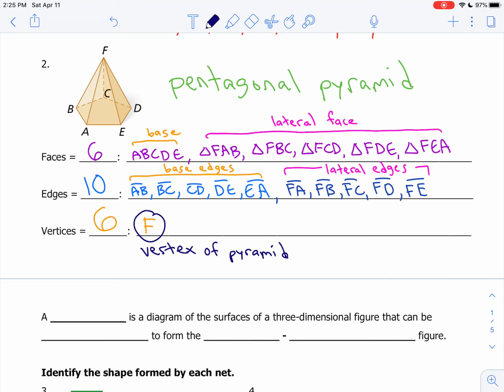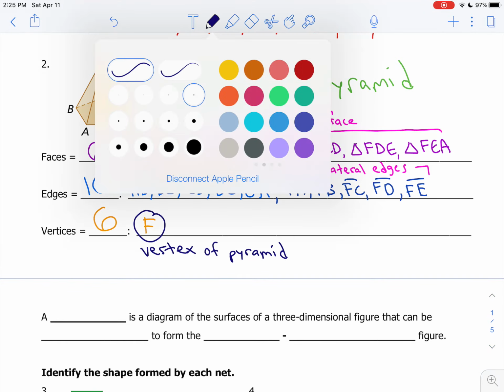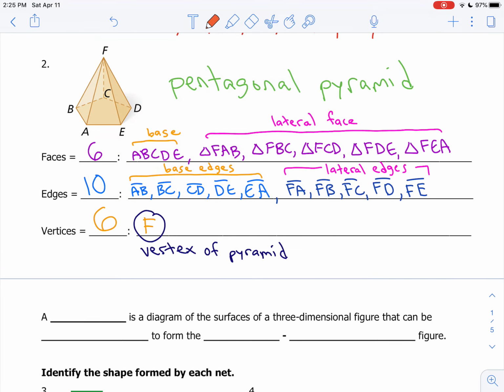All right, good stuff. I'll try one more time. Let's go darker orange. So then we also have A, B, C, D. All right, so hopefully that makes sense.